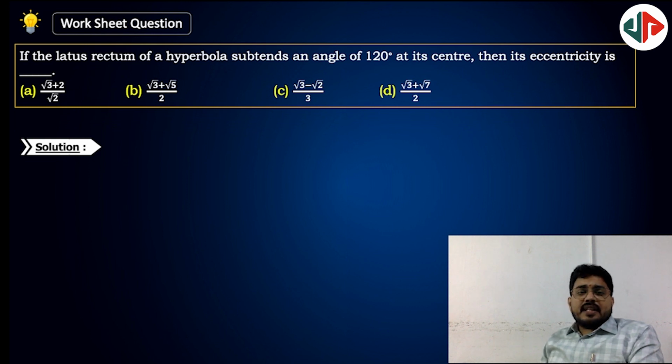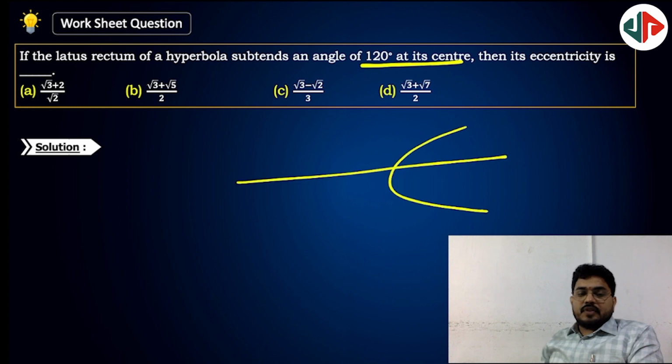If the latus rectum of a hyperbola subtends an angle of 120 degrees at the center, then find the eccentricity.